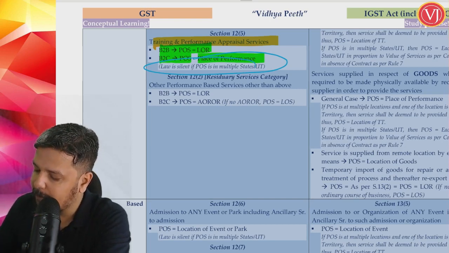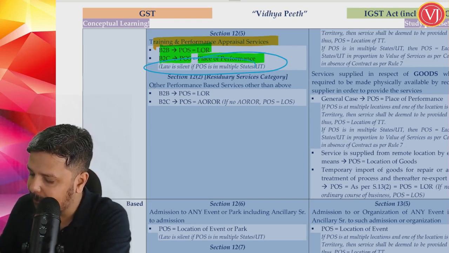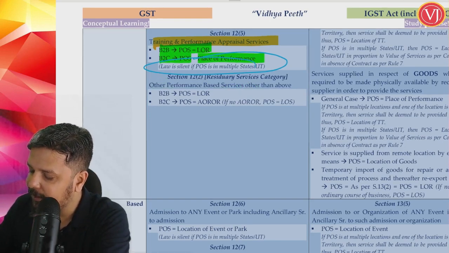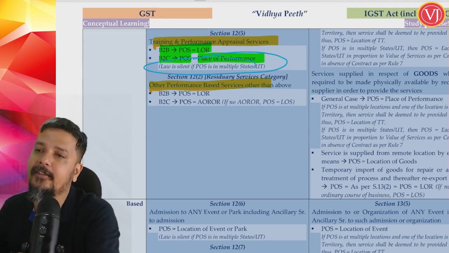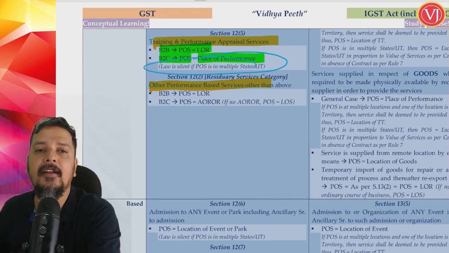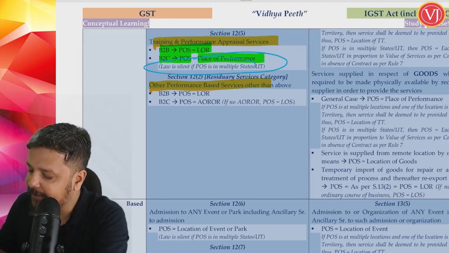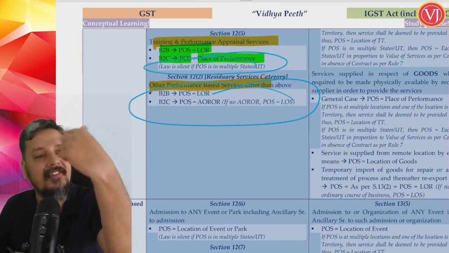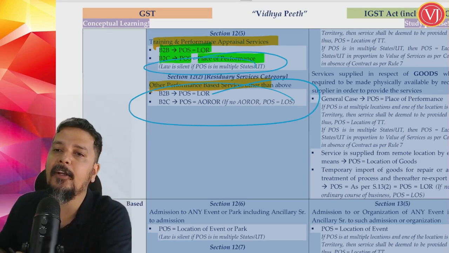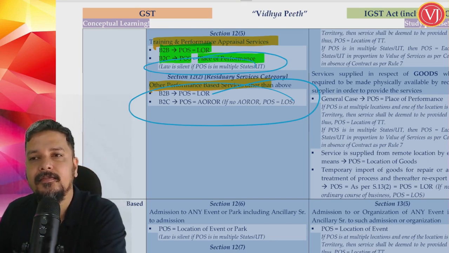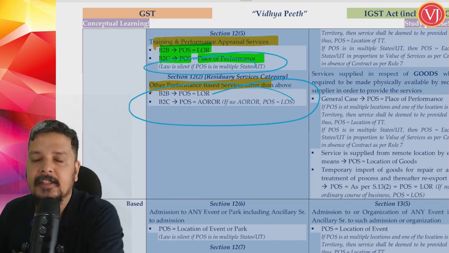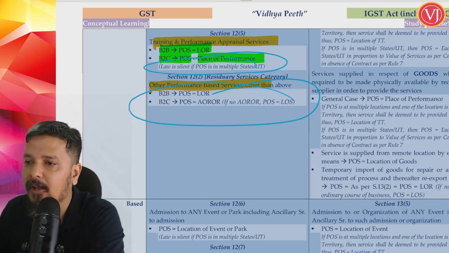There is one more performance based category, other performance based. Any other performance is covered in residuary category. When I tell residuary category, I am not going to tell the answer again because we started with residuary category. If it is B2B, location of recipient. If it is B2C, address of recipient on records. If not available, then it is location of supplier.